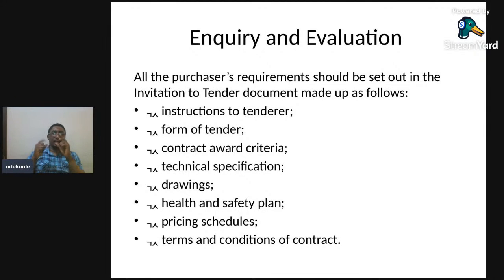Some of the steps you can use: in the document you are putting together, requesting and inviting them to tender, you put instructions on the tender, form of tenders, how it should look, and contract award criteria. You put your technical specification of what you want them to meet. If it requires drawings, you provide drawings. You tell them the necessary health and safety plan you want so that you're not contravening any legal requirements, pricing schedules, and you also stipulate terms and conditions.